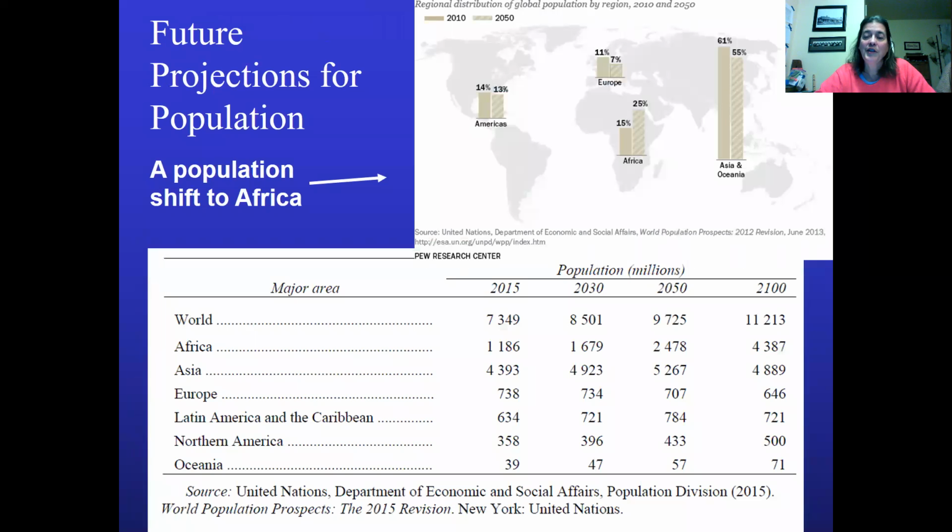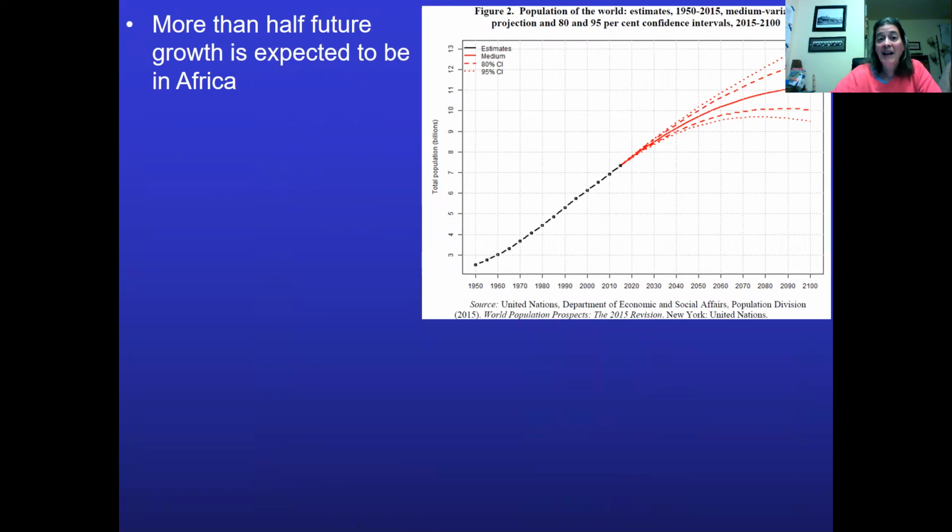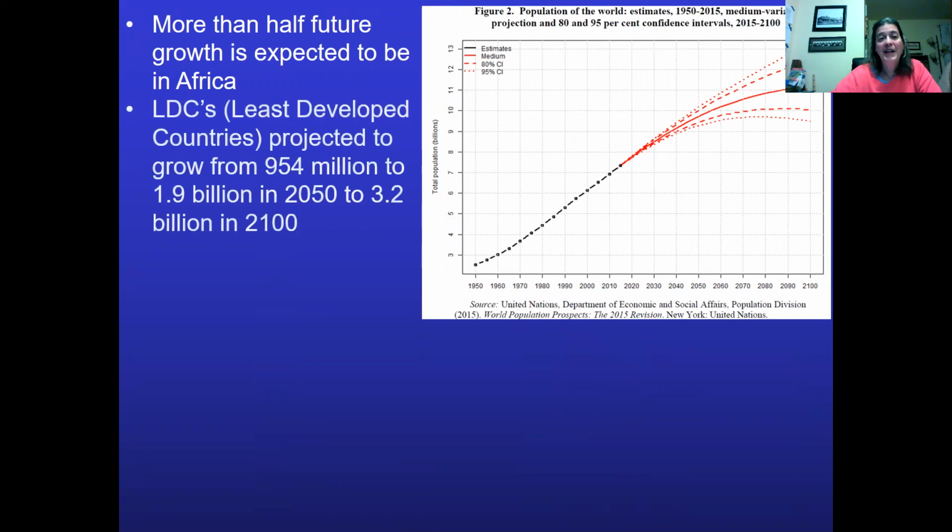All right, so future projections. There's going to be a shift in where most of the people are. Asia is looking at losing people as countries like China and Russia start to shrink. Africa is going to be where most of the growth in population occurs. The Americas look pretty stable, and Europe is going to be losing quite a bit of its population relative to the rest of the world. I'll let you look at the lower graph at your leisure. More than half of future growth is expected to be in Africa. The least developed nations are projected to really grow from 1.9 billion in 2050 to 3.2 billion in 2100.